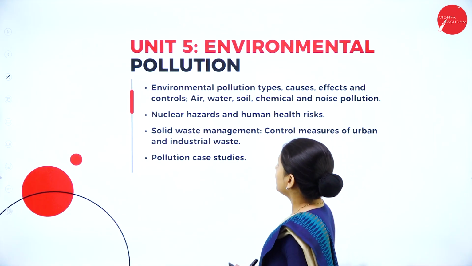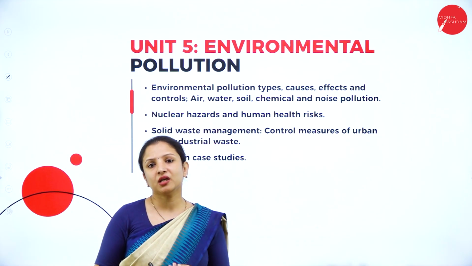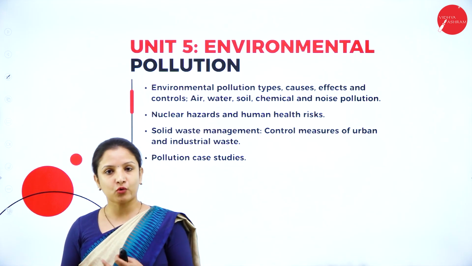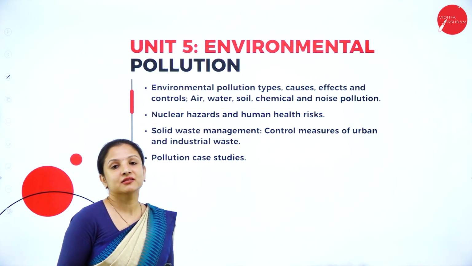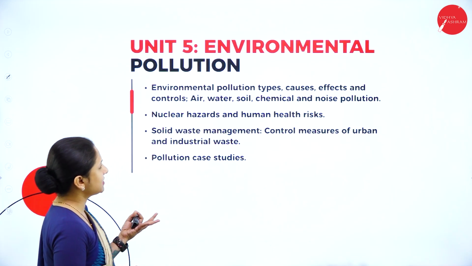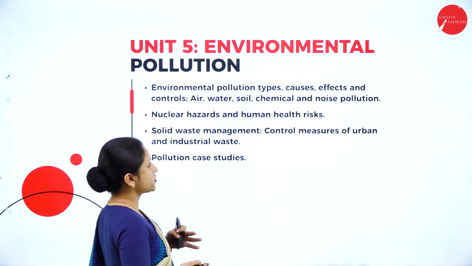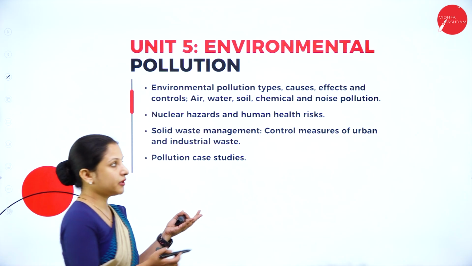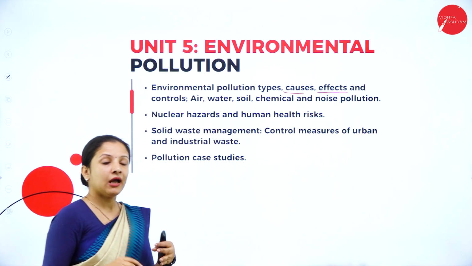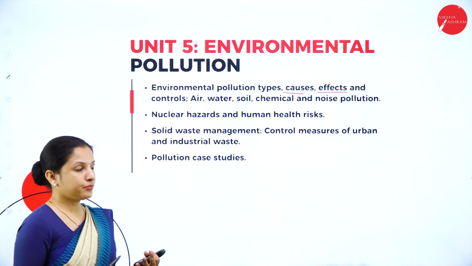Unit 5 is environmental pollution. So environmental pollution, the common ones that we keep on studying right from our primary classes, is the air pollution, the water pollution, and the noise. Apart from that, there is the radioactive pollution, there is the nuclear pollution and all that. So all that we will study here. So we need to know about the different types of environmental pollution, what are the causes of these environmental pollution, and what are the effects of these environmental pollution, and how can we protect or control the environmental pollution.